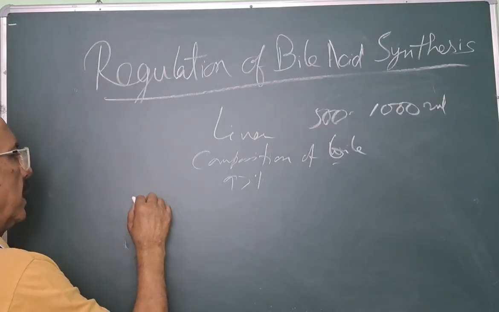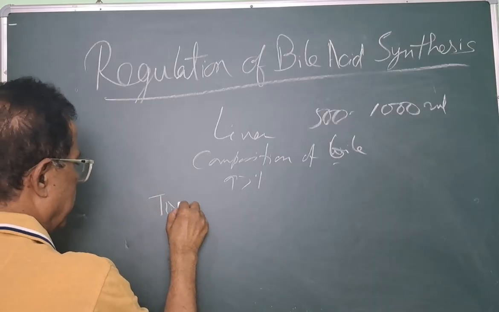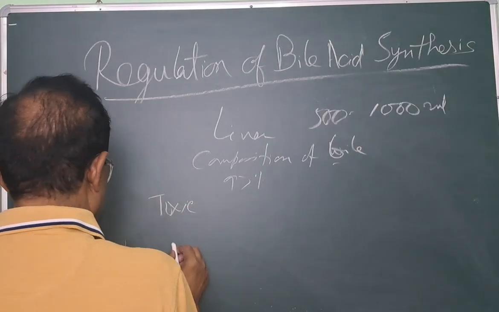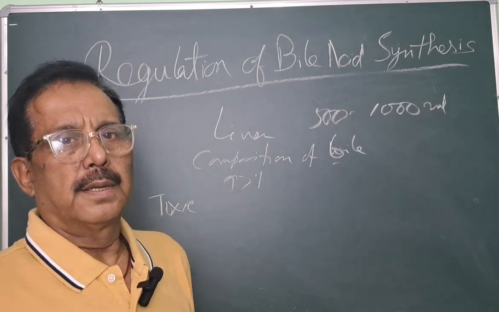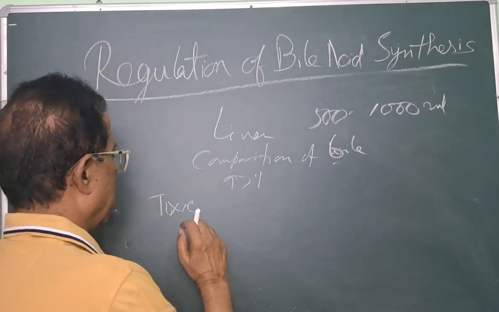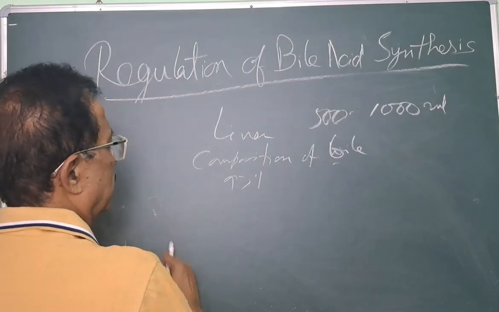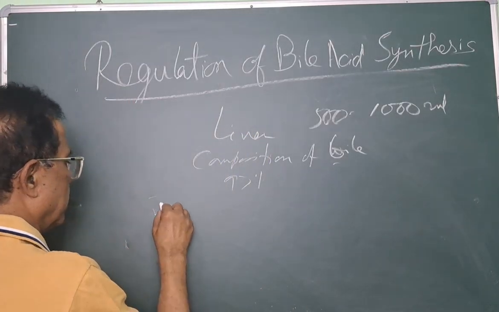Coming to bile acid, it is a very toxic substance. Therefore, its secretion must be controlled. Very tight control is there on bile acid secretion. First is bile acid feedback.